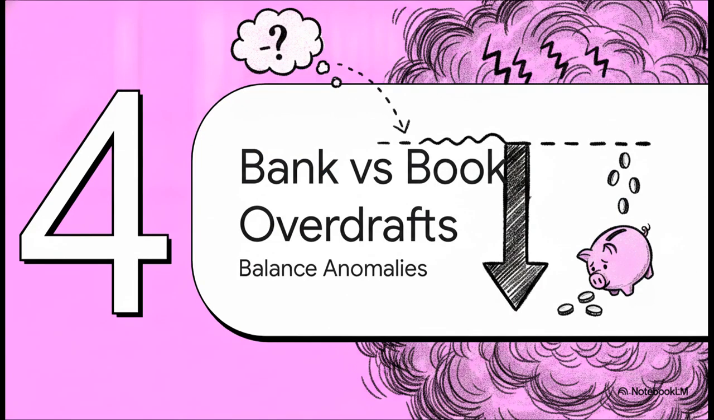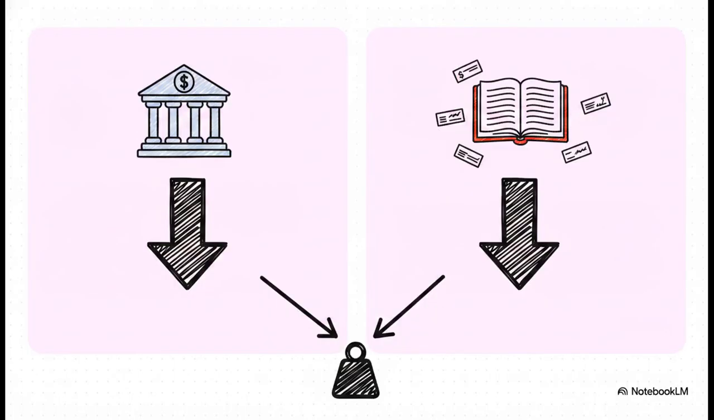Okay, Section 4. Let's talk about bank versus book overdrafts and how to handle balance anomalies. Now that our accounts are perfectly reconciled, what happens when things go a bit sideways? Specifically, when balances dip below zero. It's so critical to understand the distinction between the two types of overdrafts because US GAAP is incredibly strict about them. A bank overdraft is straightforward.